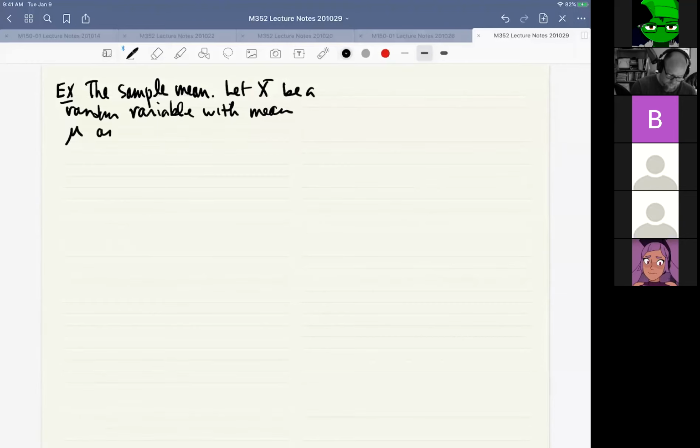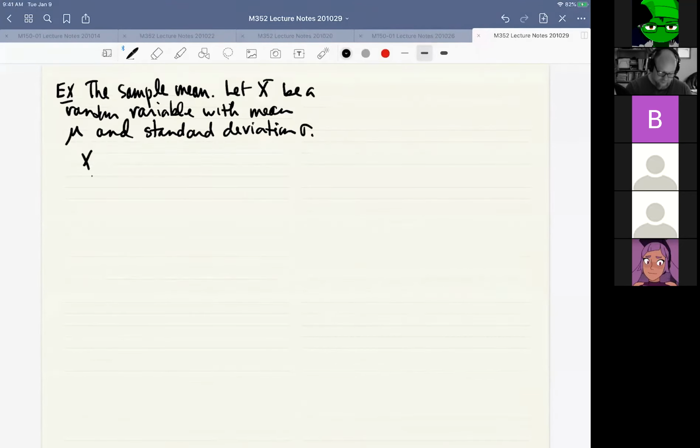With mean mu and standard deviation sigma. So we want to estimate the mean of this random variable. And we're going to do that by taking n measurements from this random variable.